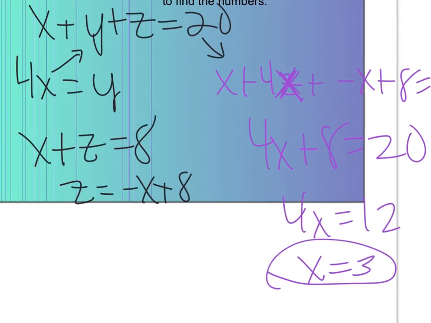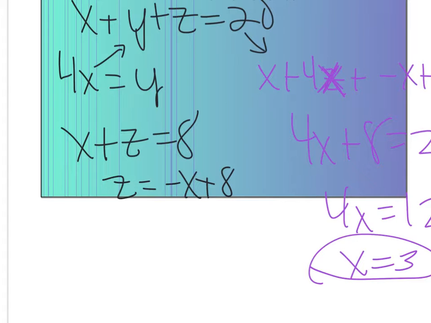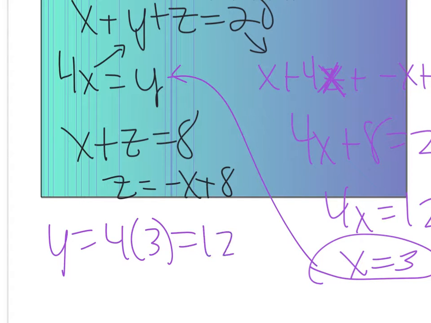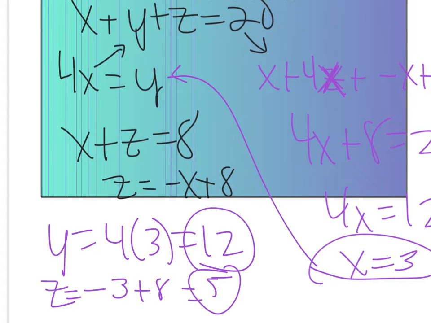So if x equals 3, let's work backwards here. x equals 3. So y is going to be 4 times 3. So that's going to be 12. And then z is going to be negative 3 plus 8. So that's going to be positive 5. So my answer here is going to be 12, 5, and 3.